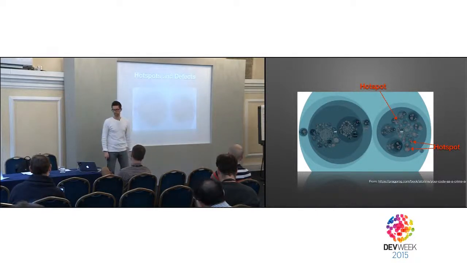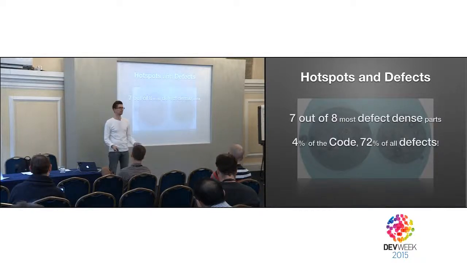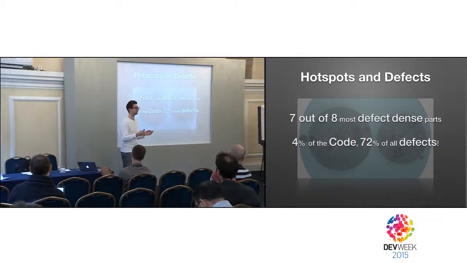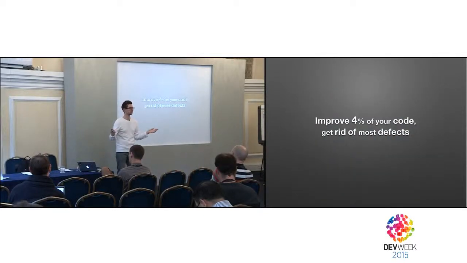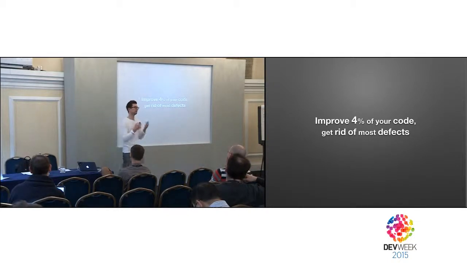And it turned out that the hotspots identified 7 out of the 8 most defect-dense modules. And even more interestingly, the hotspots only made up 4% of the code, yet that code was responsible for 72% of all defects. Or put another way, in this case, if you improve just 4% of the code base, you get rid of the majority of your defects. And the beauty of a hotspot analysis is that it points you to exactly those 4% that matter. So, with a hotspot analysis, we were able to identify the code that really matters for maintenance and the code that's most prone to defects.